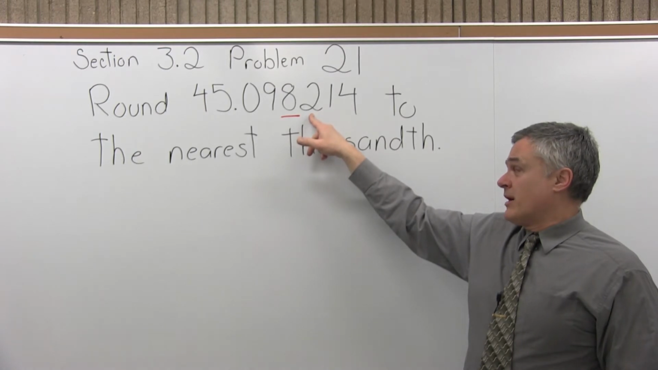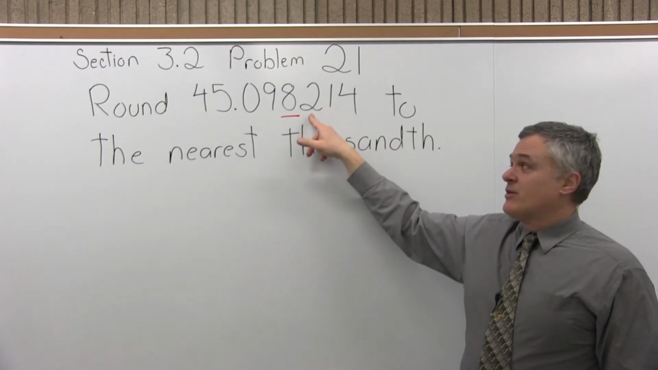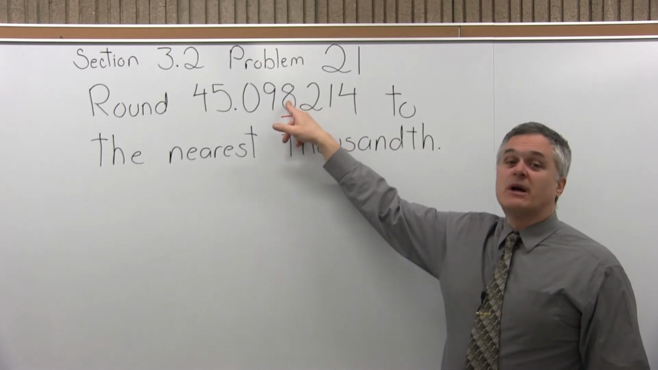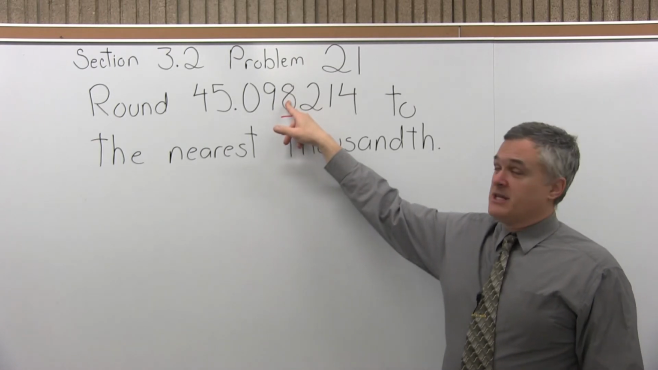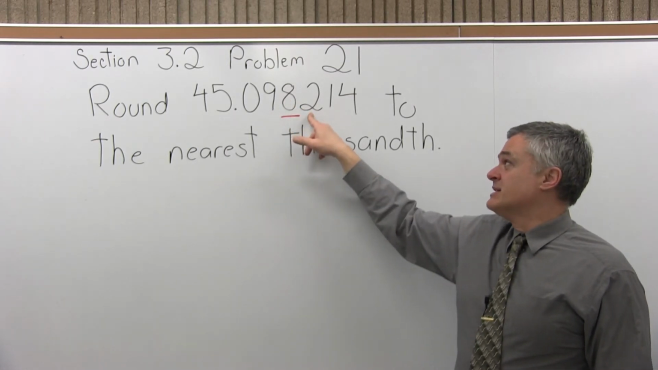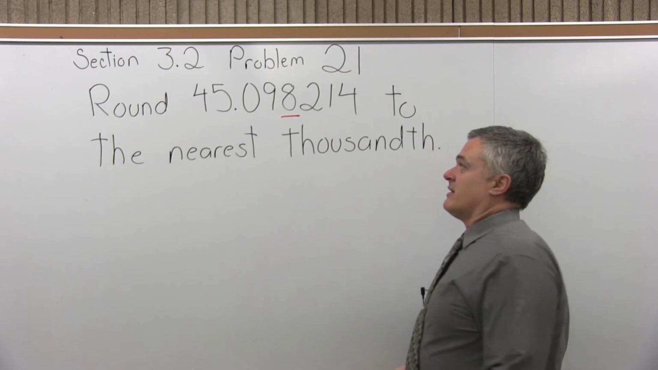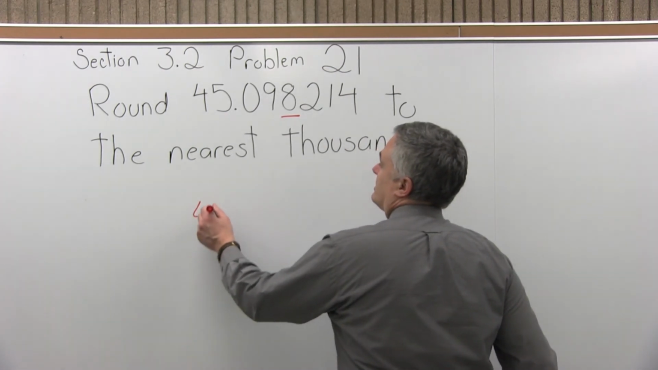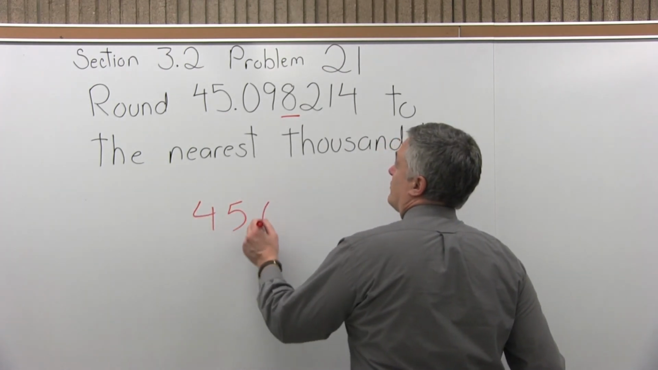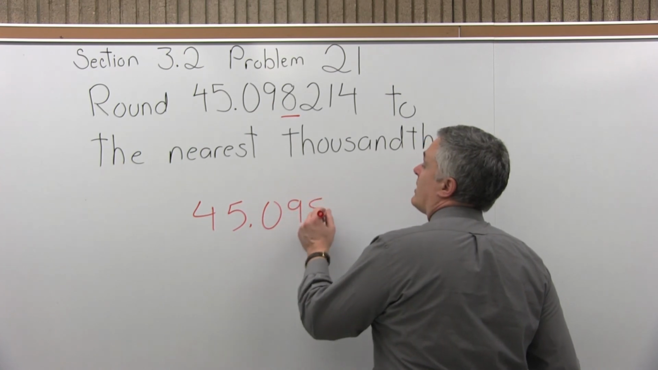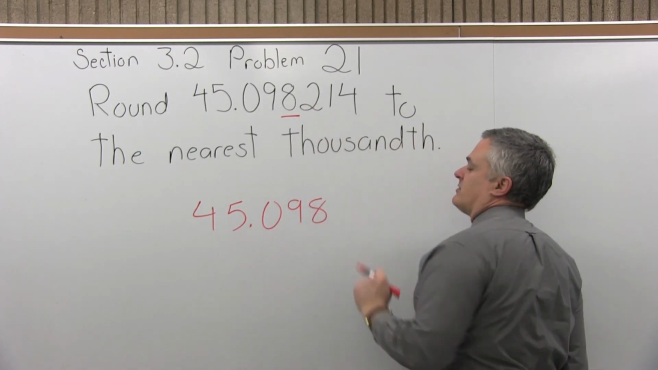If it were bigger, 5, 6, 7, 8, or 9, you would increase the rounding digit by 1 and then eliminate the digits that come after it. But in this case, the digit to the right is not big enough for that. So rounded to the nearest thousandth, the answer would be 45.098, and the other digits are eliminated.